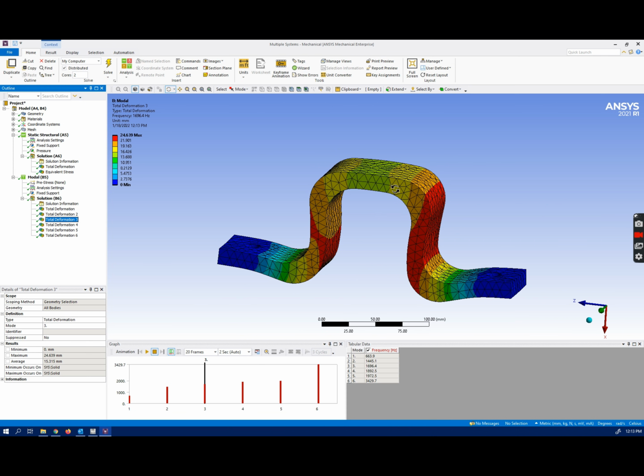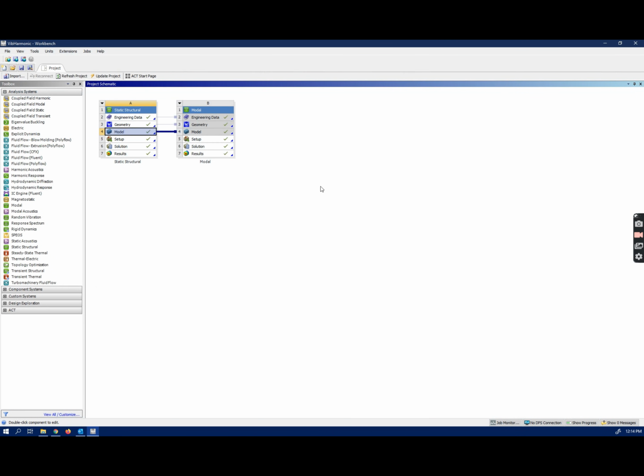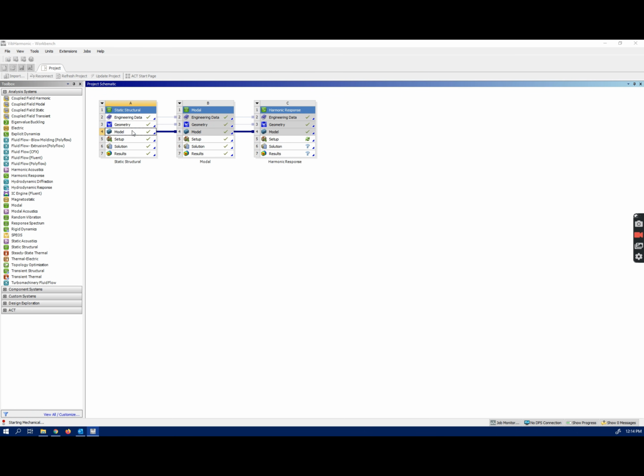Now let's apply the force and pressure and see what type of frequencies we have. So I'm going to close this and add harmonic response. Where is harmonic response? Here. Again, everything is going to be the same, model, geometry, those stuff. And by adding this harmonic response, a new option is going to be available for our model.